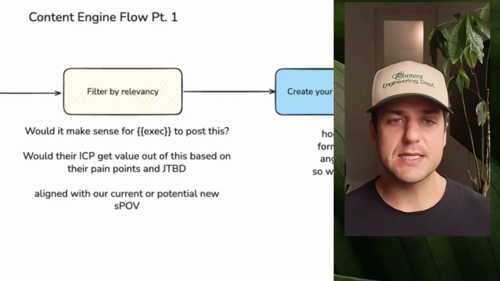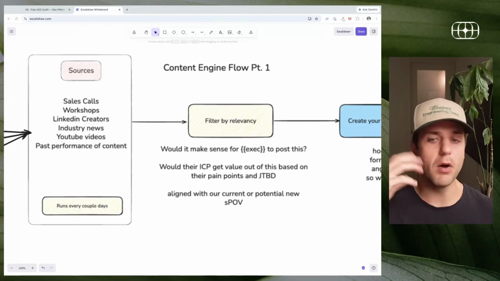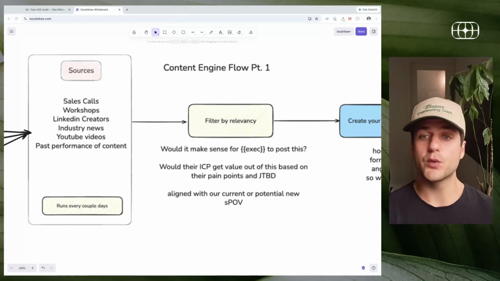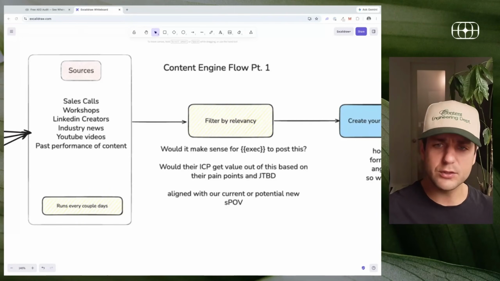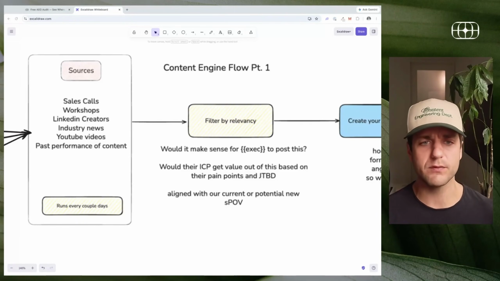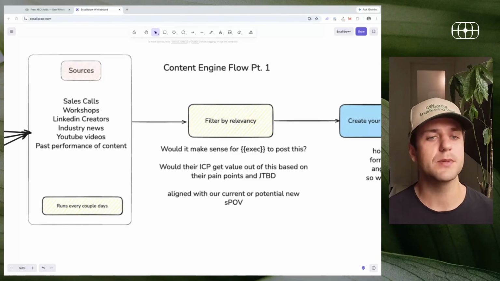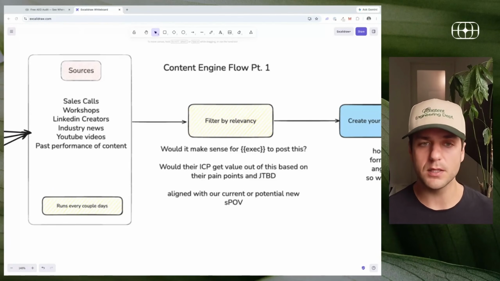And the idea is that on a monthly or even weekly basis, this is pulling recent sales calls. If you're doing webinars or workshops like I'm doing now, other LinkedIn creators, what are they talking about? What's working for them? What's happening in the industry? What's trending? What's the news? This is for newsjacking. What other YouTube videos are relevant to your industry and your ICP? And then the past performance of content.